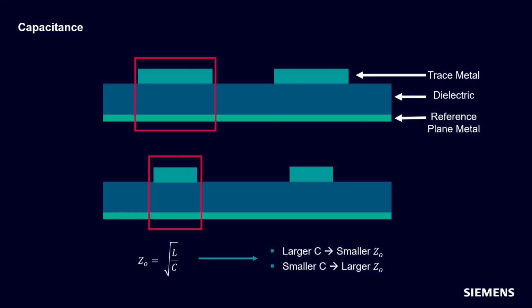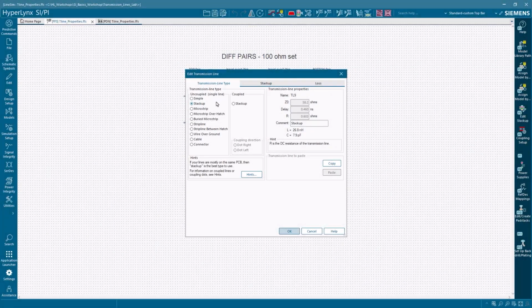A reduction in trace width effectively decreases the area for this conceptual capacitor. As capacitance decreases, the characteristic impedance increases. This relationship is pivotal for achieving precise impedance control in PCB layouts. Therefore, narrower traces generally result in higher characteristic impedance, while wider traces lead to lower impedance, assuming all the other parameters are held constant. Next, we will experiment with transmission line topology.